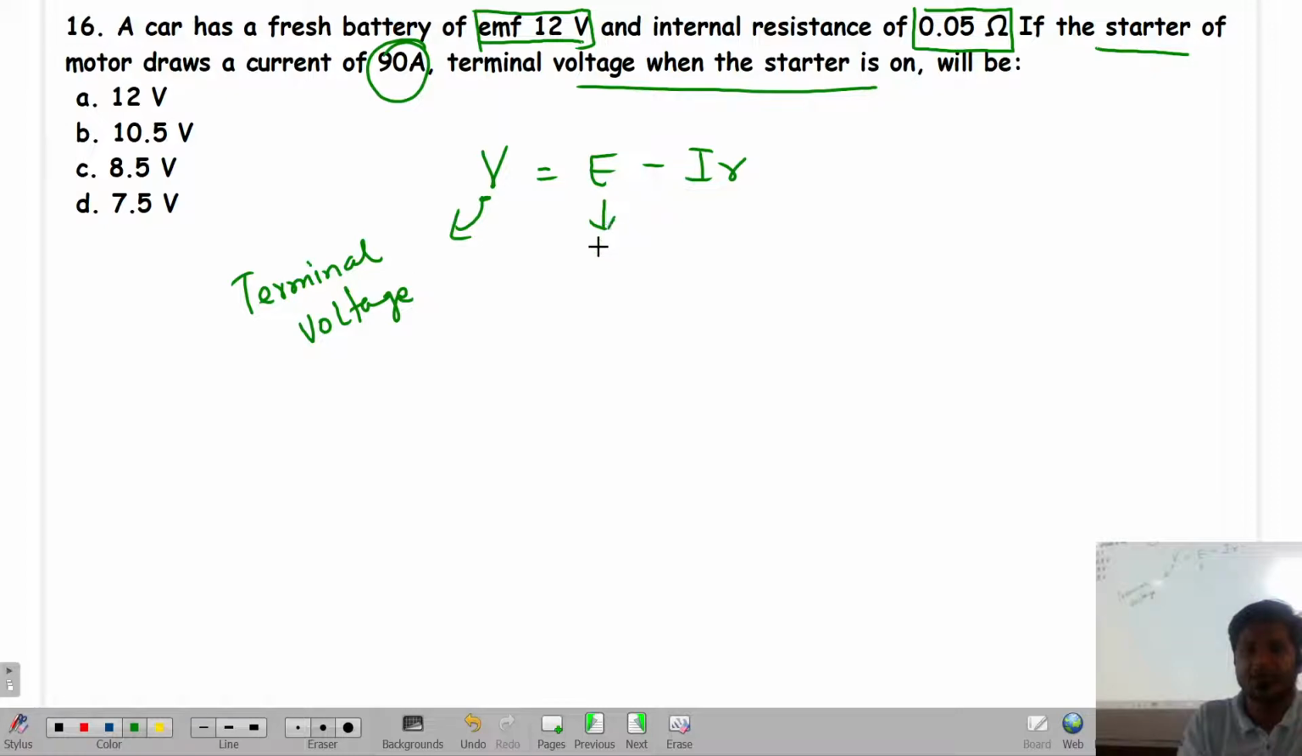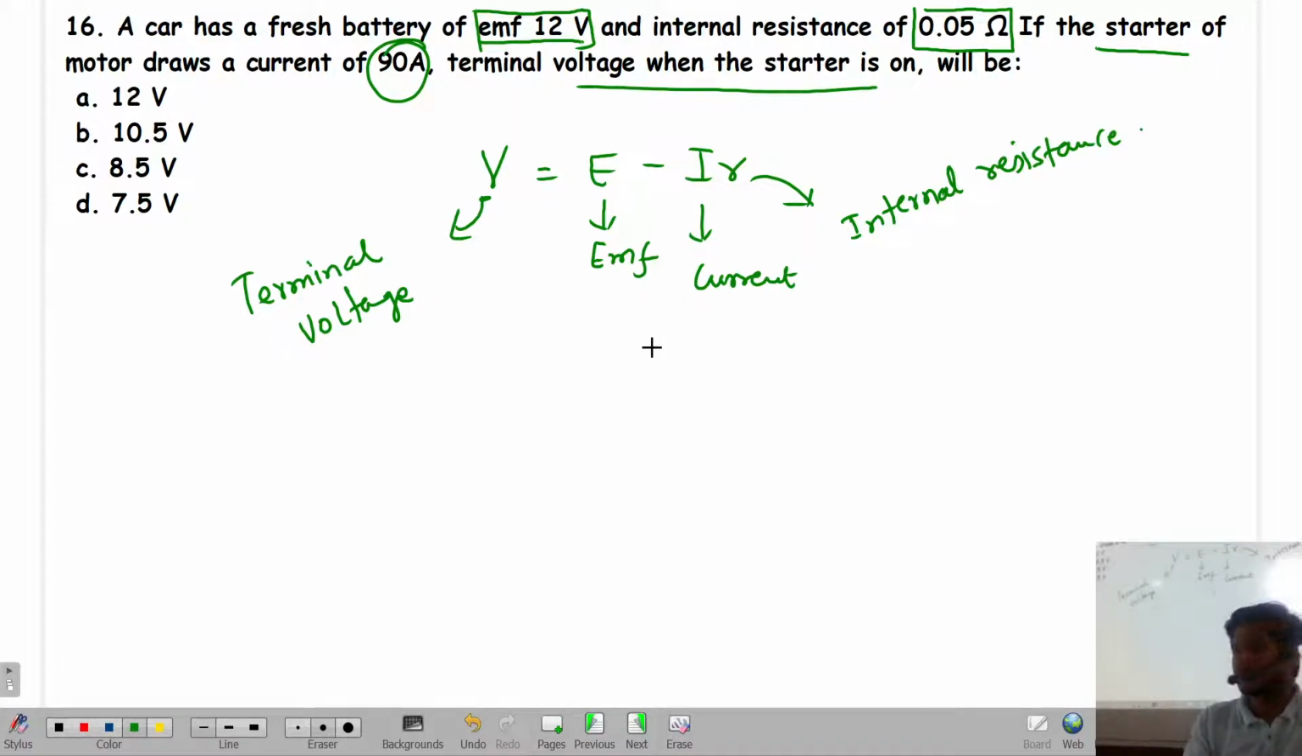This is my EMF. This is my current. And this is my internal resistance. Yes or no? Now, one of the most important points: if I give you resistances in series, R will be R plus R. Got it or not? If it is in parallel, we'll have to calculate the effective resistance. So this is the most important property. So V will be EMF 12 minus 90 into 0.05.